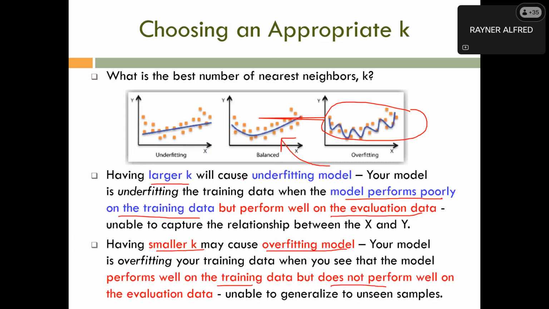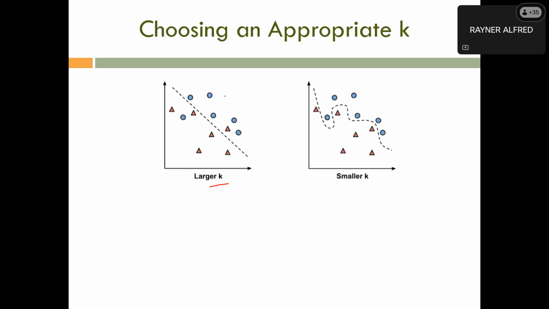Yeah. So when you have this one, during the training you will have poor accuracy, but when you do the testing, you have higher. But when you have a smaller k, that means during training you will have higher accuracy, but during the testing, you have lower accuracy.